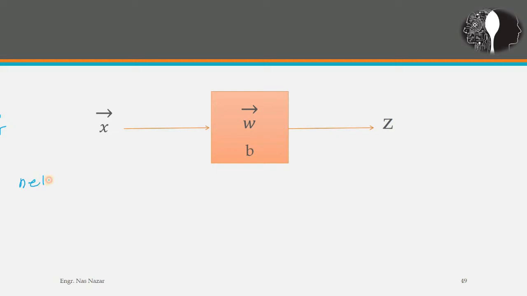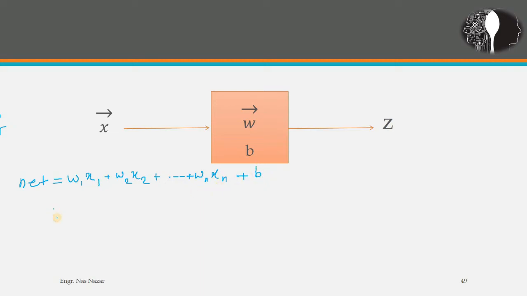Here we have a function of net which equals w1 x1, because our input is just a vector of inputs, so there can be several inputs based on our data. w1 x1 plus w2 x2 plus, let's say, wn xn. And of course we have a constant number b.